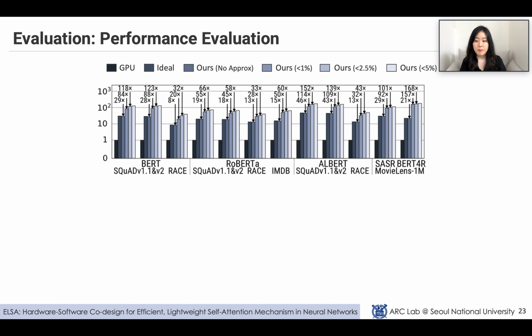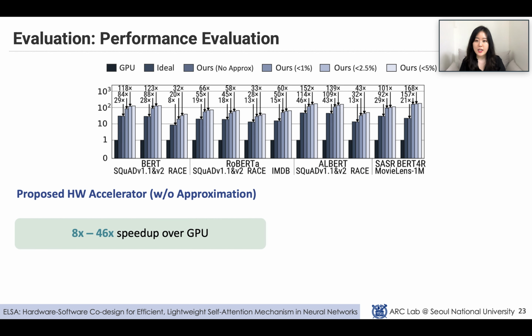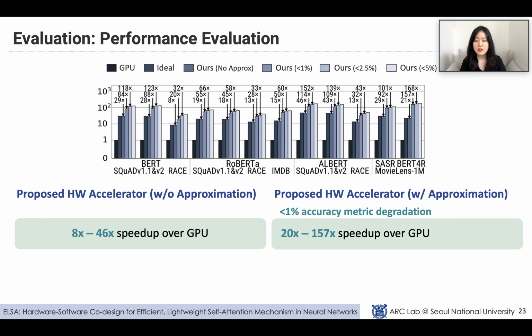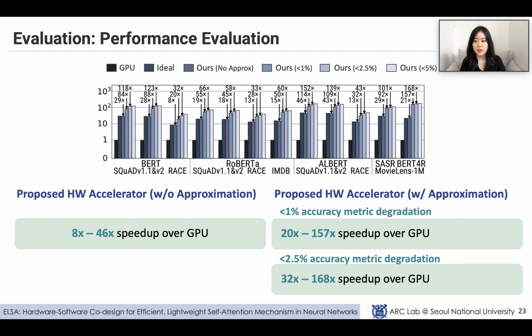The figure compares the self-attention throughput of 12 Elsa accelerators and a single NVIDIA V100 GPU having similar theoretical peak flops. The figure shows that Elsa achieves 8 to 46 times speedup over GPU without the approximation, and the approximation adds even further speedup on top of that.